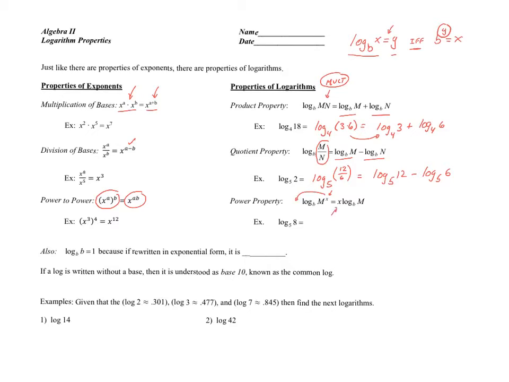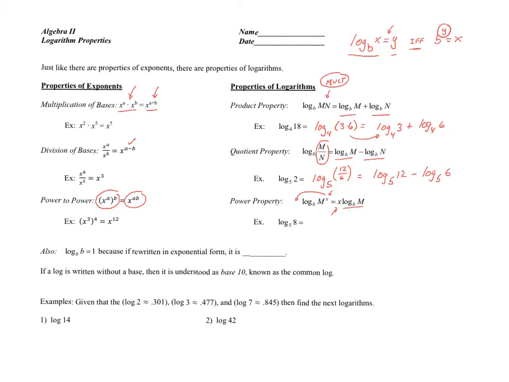The x has been moved to the front of the log, and that gets multiplied by the log base b of m. Well, what was x in the original problem on the left? It was an exponent. What is it being multiplied by? It's being multiplied by a log, which is an exponent. So again, what did we do here?